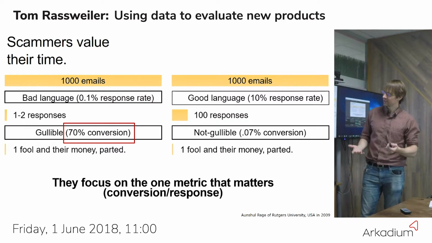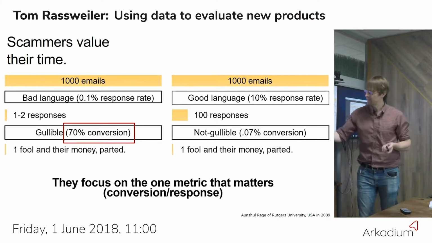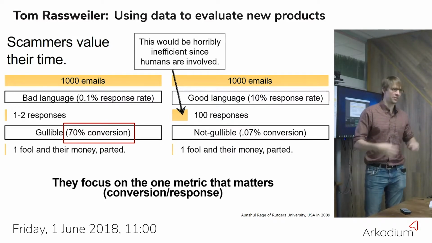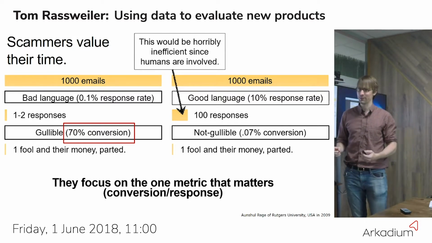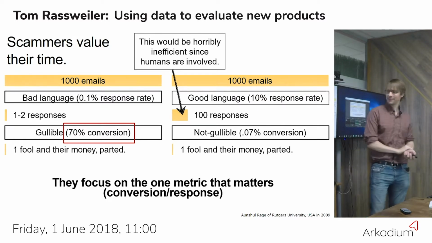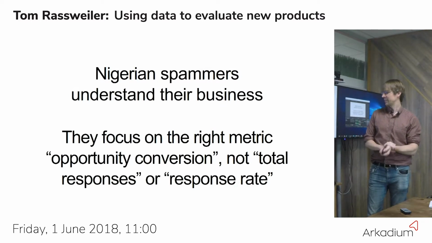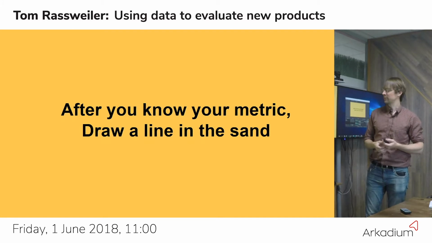And this is clearly why the fact that they have such a terrible response rate is actually a bonus. They really care about this conversion rate because they have to respond to these emails. If they had to respond to 100 emails and start up a conversation with all these old people throughout the world and convince them to send some money, it would actually be a really bad use of their time. So they use this poor language and total obviousness to mean that the only people who respond are people who are ridiculously gullible. So it's an advantage. Nigerian spammers understand their business. They focus on the right metric, and they don't get sidetracked by vanity metrics or metrics that aren't super useful.